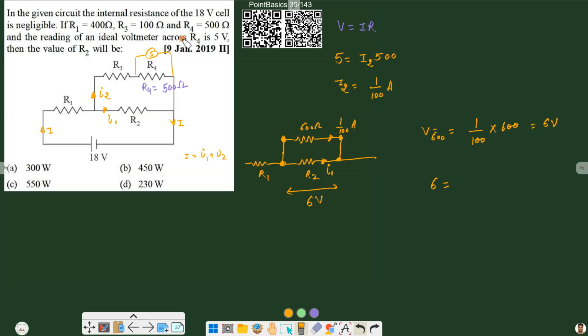Okay, we have to find R2. Okay, no problem. So yes, let's go sideways.